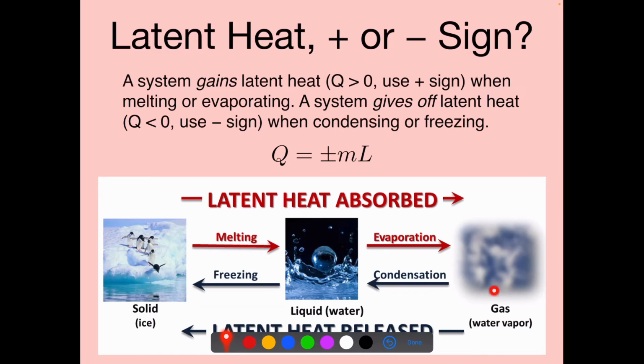If we go from the gas phase to the liquid phase, that's called condensation. Again, Q is negative because your system is giving off that heat in order to go from gas to liquid. And in a similar way, if your system is freezing, going from liquid to solid, again, Q is going to be negative because your system has to give off heat in order to do that. Okay, so that's how we deal with the sign in the equation.